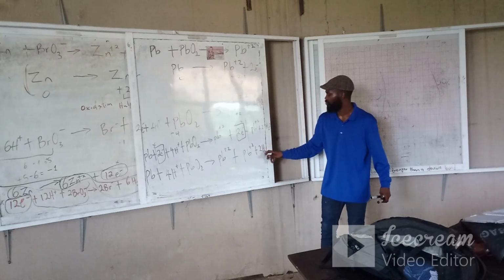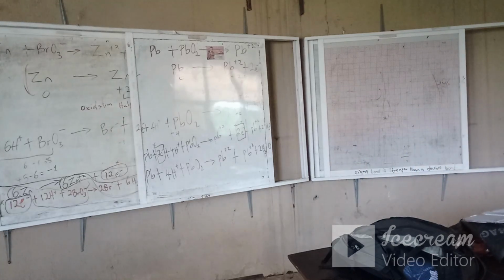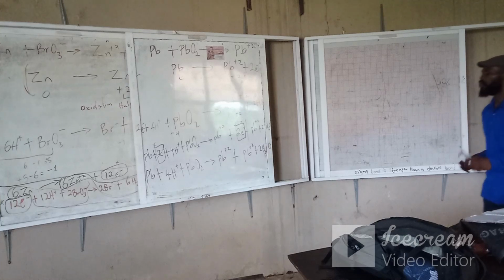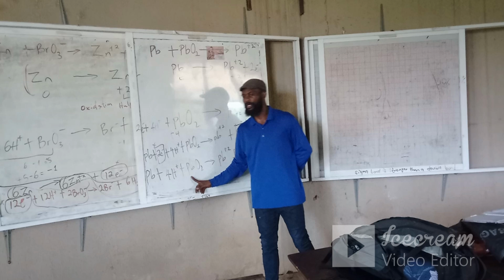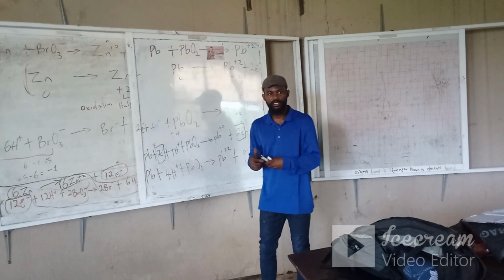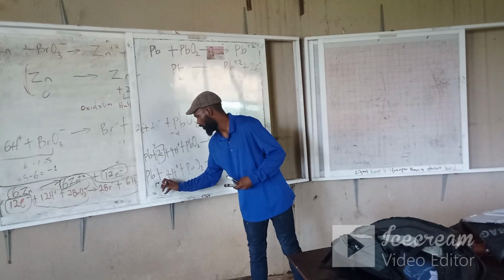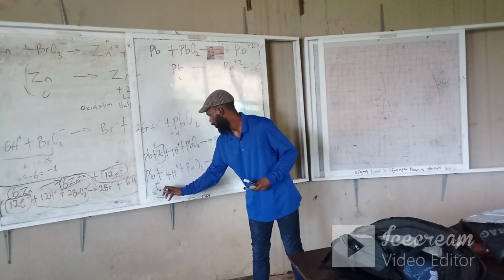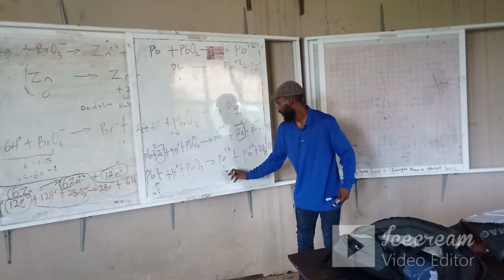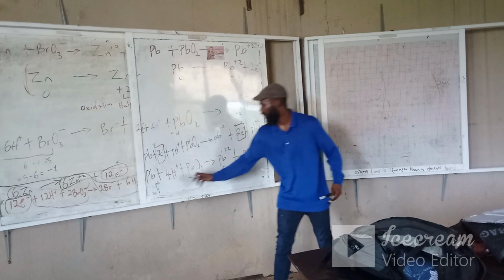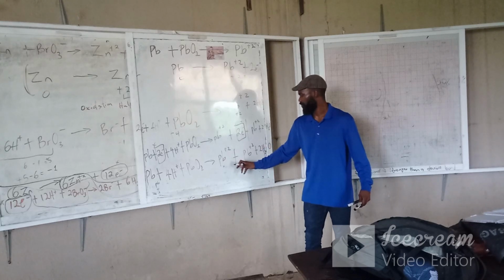Plus 2H2O. Well, let's check if we are correct. How many lead ions do I have on the left hand side? 1 and 2. Let me just analyze. I have lead, hydrogen, oxygen. Then I have lead, hydrogen, and oxygen. So we have 2 of these here. How many do I have here? 2, right? I have 2.